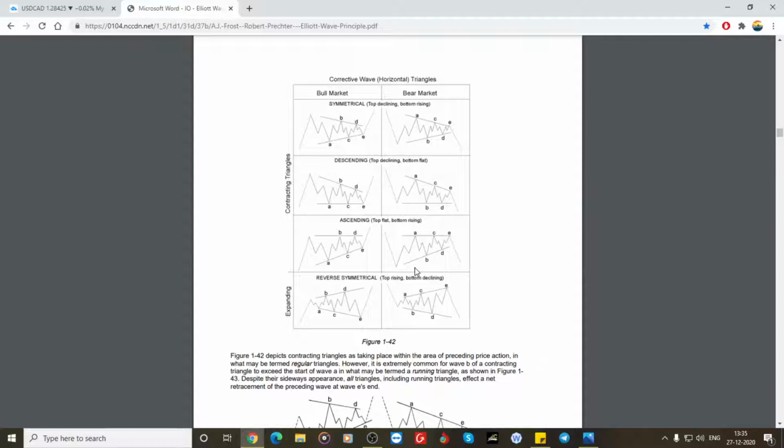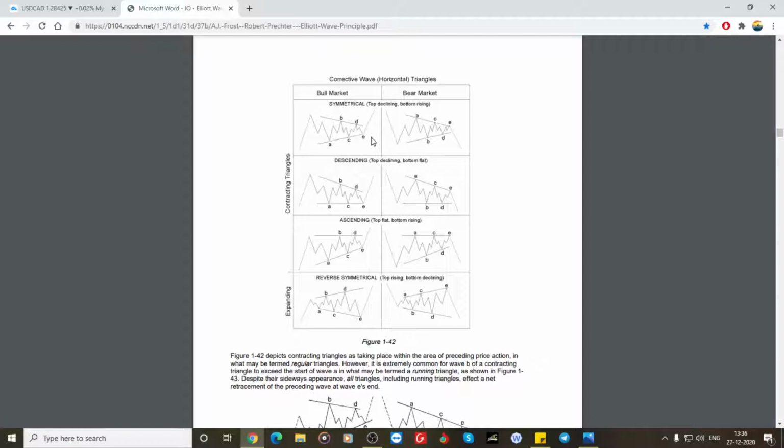A triangle will occur, just note it down, this is the most important and a valuable point, only in the fourth wave, or the B wave, or the X wave. Only in these three places will the triangle pattern occur.